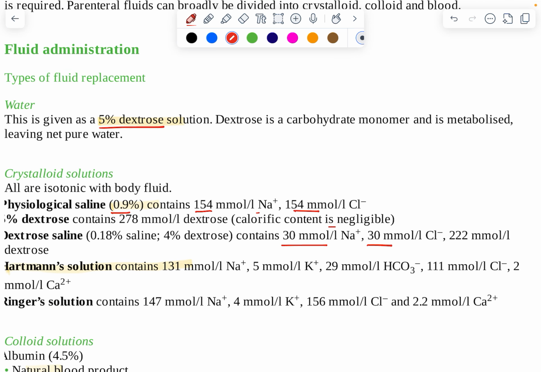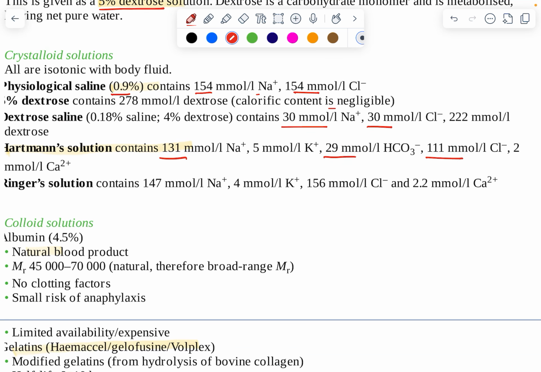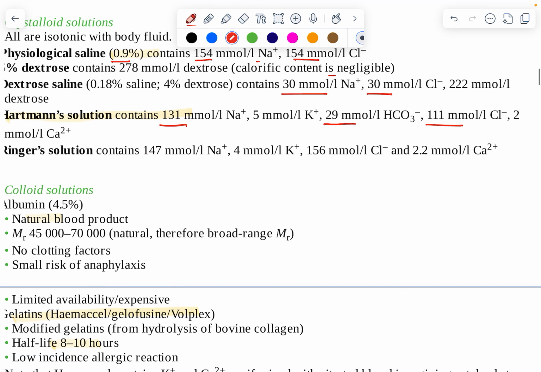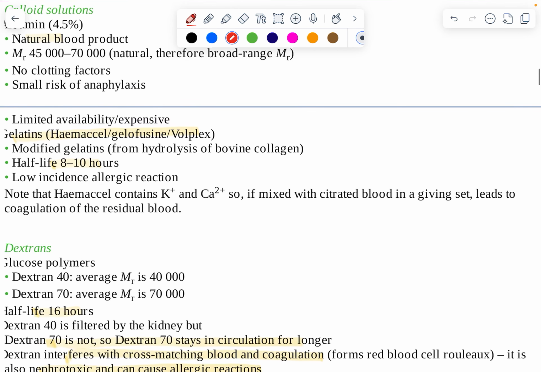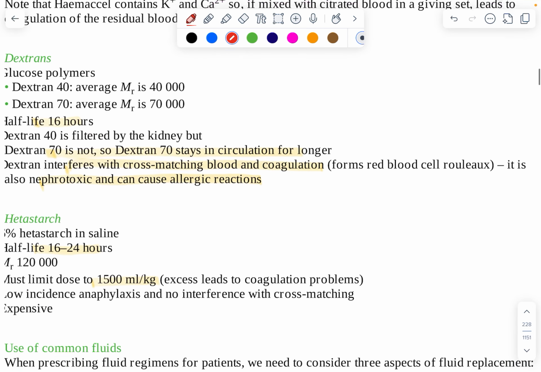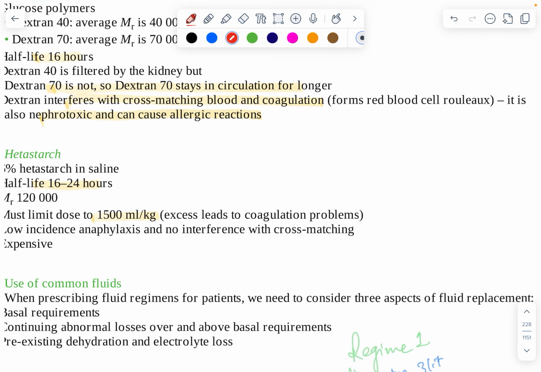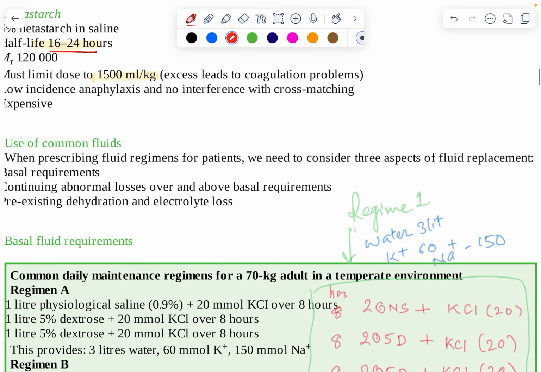Dextrose saline contains 30 sodium, 30 chloride. Hartmann solution has 139 sodium, 29 bicarbonate, 111 chloride. Ringer lactate is similar. Colloid solutions include albumin and blood products, with no chloride, but limited accessibility. Haemaccel and gelatins have a low half-life. Dextran is a glucose polymer; dextran 40 is filtered by the kidney, but dextran 90 stays in circulation for a longer time. Hetastarch acts for 24 hours. Use of common fluids.